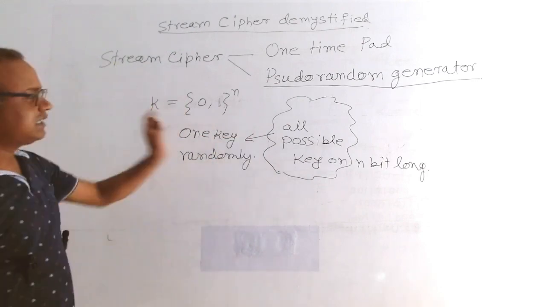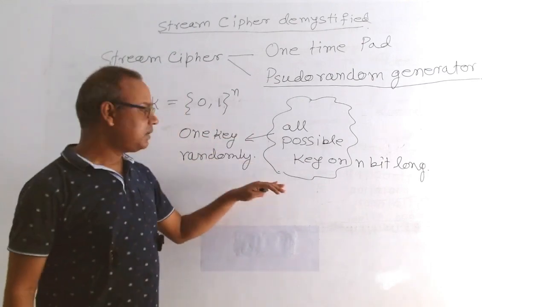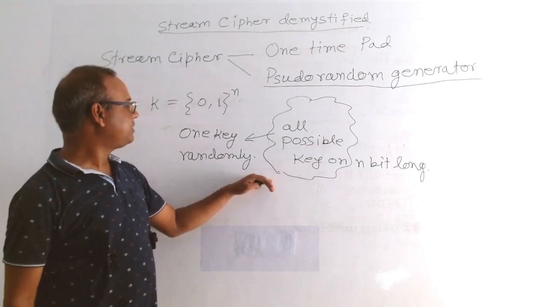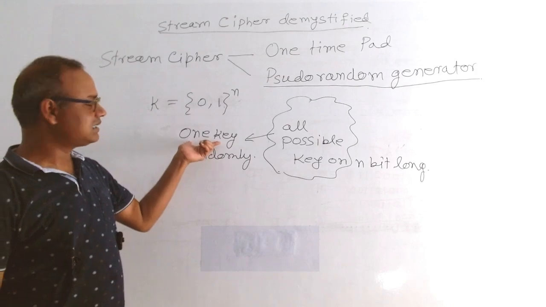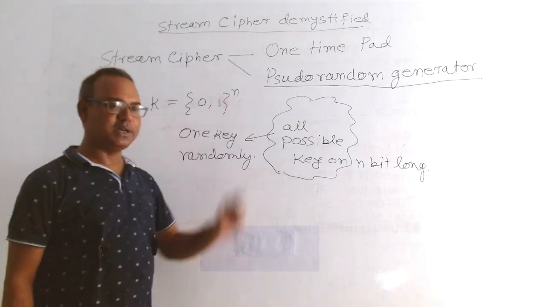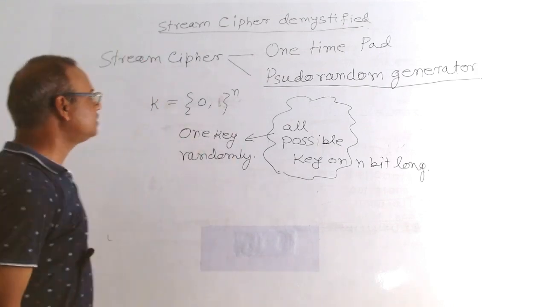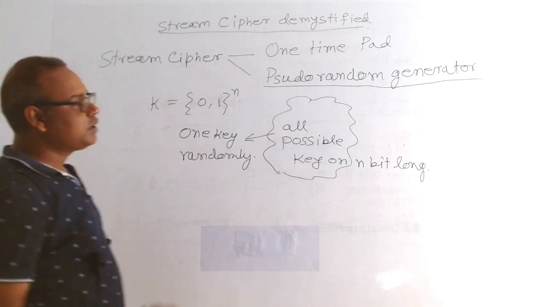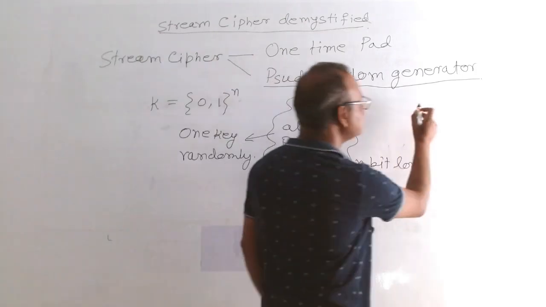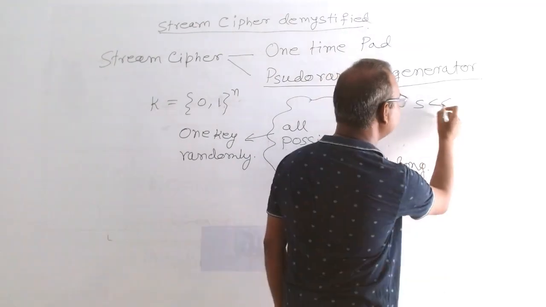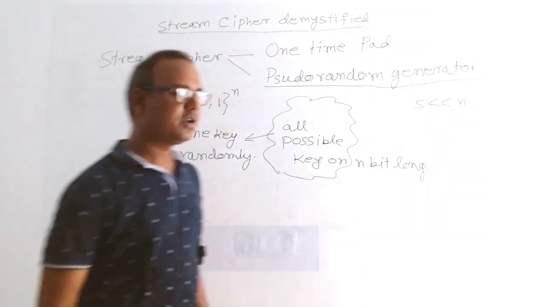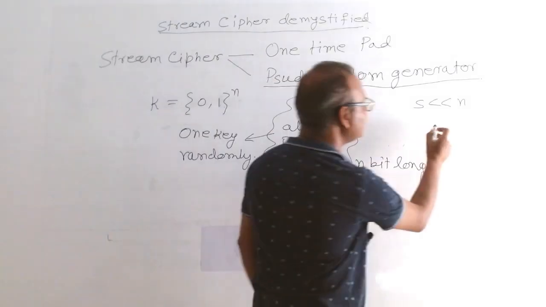That is the setup for OTP. But that is not going to happen because we cannot maintain such a large key between two parties. So what we are going to do is take a seed. Let's say S is much smaller than N. Okay. And we are making a key space.